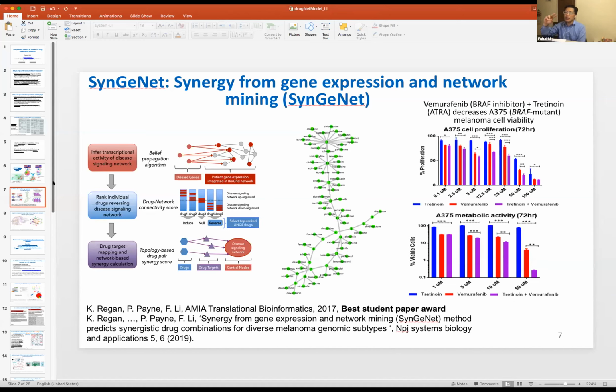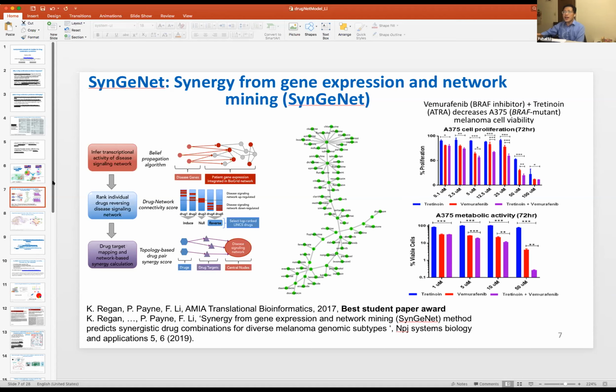And then we got a set of top-ranked drug combinations. One top-ranked drug combination is vemurafenib and tretinoin. These two drugs were ranked number one in our prediction, and through experimental validation, we found that this drug combination can really inhibit the cell line model, the A375 BRAF melanoma cancer cell line.